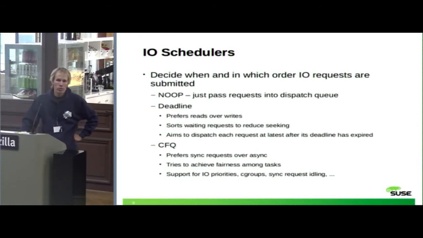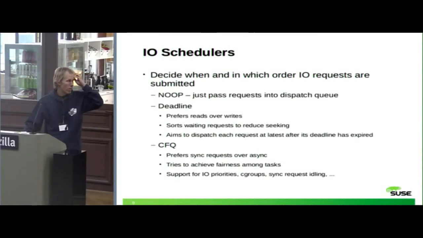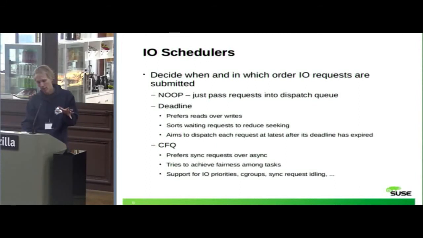The CFQ scheduler also supports cgroups, so basically you could give a proportional share of the disk bandwidth to each cgroup. CFQ actually doesn't distinguish between reads and writes; it rather distinguishes between synchronous and asynchronous requests. Now, as I already said, reads are mostly synchronous. Writes are sometimes synchronous, sometimes not, that depends.